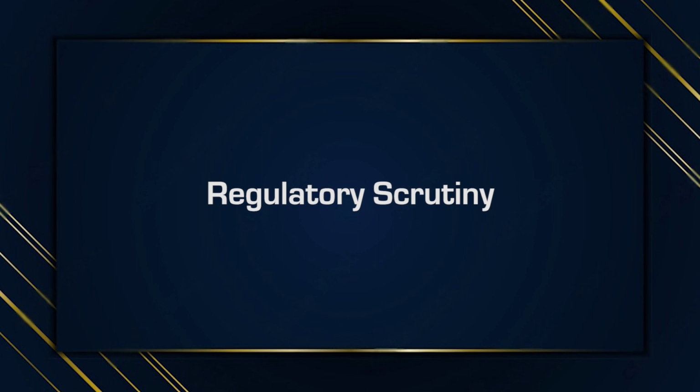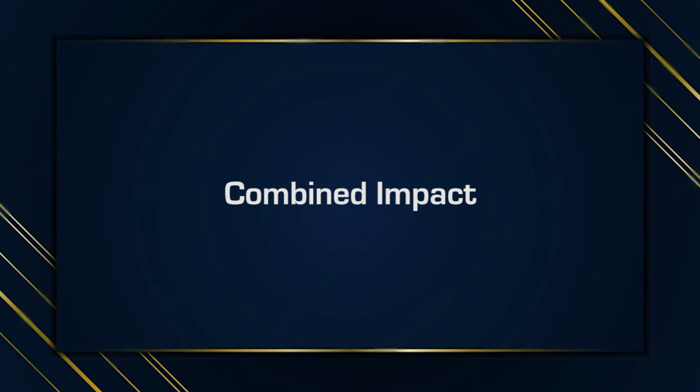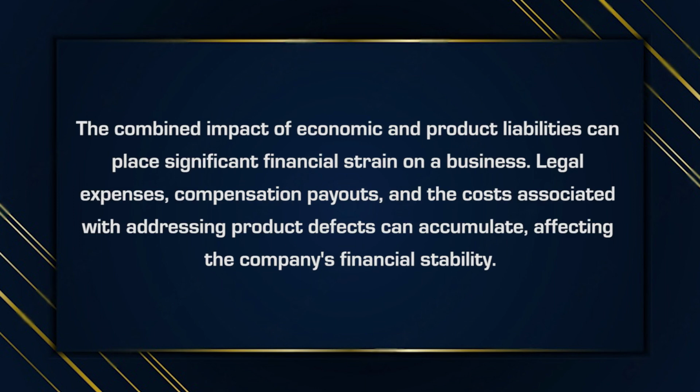Regulatory scrutiny. Government regulatory agencies may investigate and impose fines or penalties on businesses for producing or selling unsafe products. Compliance with safety standards and regulations becomes crucial to avoid regulatory actions. Combined impact. Financial strain. The combined impact of economic and product liabilities can place significant financial strain on a business. Legal expenses, compensation payouts, and the costs associated with addressing product defects can accumulate, affecting the company's financial stability.